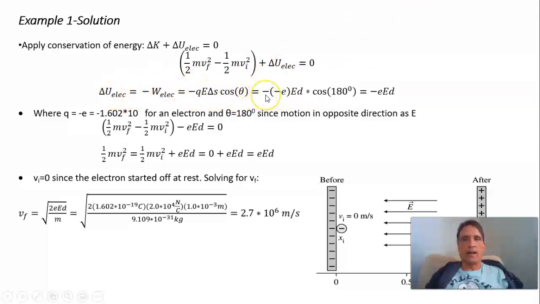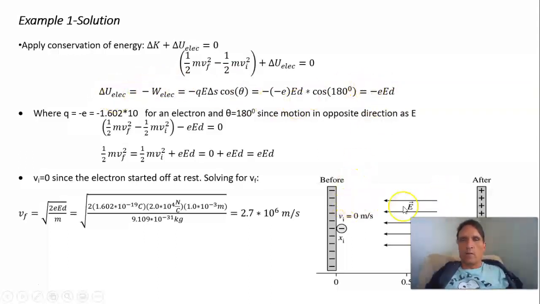So here I've got a negative, and then negative e is the charge. So those two are going to cancel. And then E d. Cosine of 180, well, that's negative 1. And so the change in the potential energy is negative e, charge of the electron, times the field strength, times d. And then to double check our signs, okay, we're going to get a negative number, right? We're going to get a decrease in potential energy.